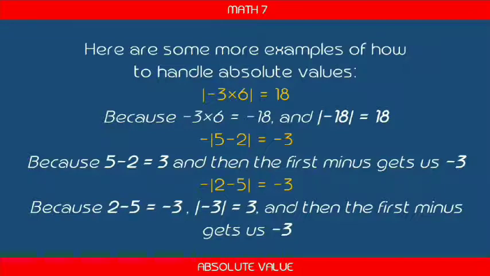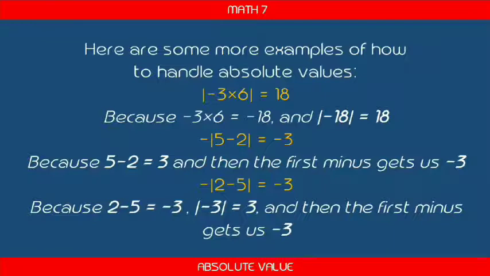Negative absolute value of 5 minus 2 is equal to negative 3 because 5 minus 2 is equal to 3 and the first minus gets us negative 3. So we are going to copy the negative sign from the outside part of the absolute value. So the answer will be 3, and copy the negative sign. So it will be negative 3.